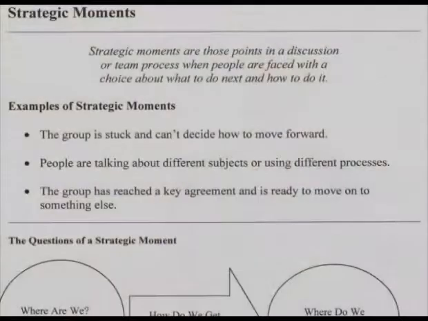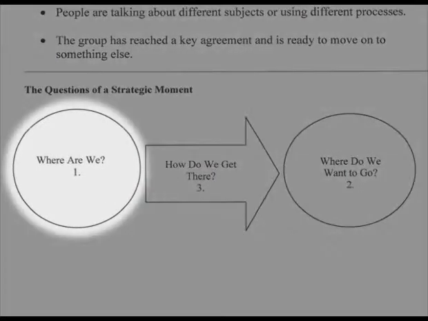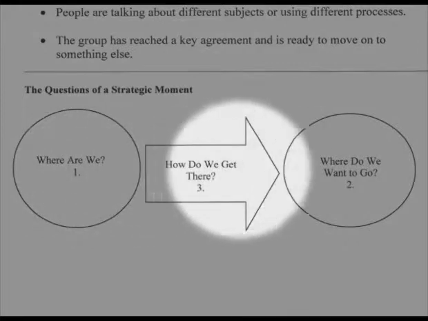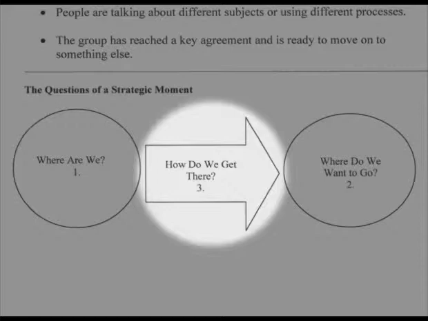There are 3 questions that guide a strategic moment. The first is, where are we? The principal and the parent are on the floor wrestling. Where do we want them to be? I want them back in their chairs discussing present levels of performance. And how do we get there? That question is answered through the use of interventions.